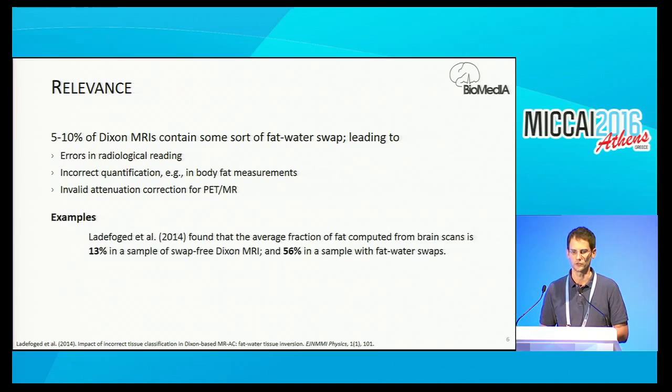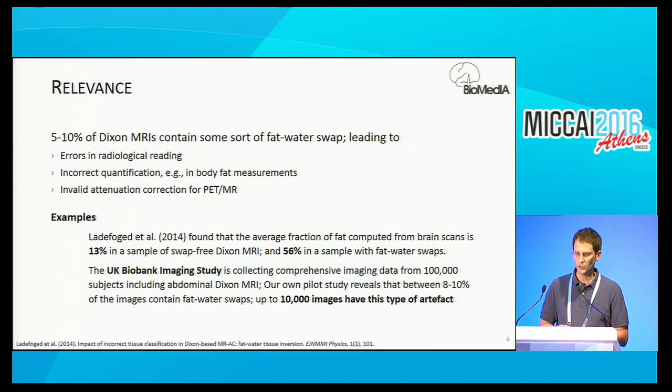In a 2014 study, it was found that if we estimate the average fraction of fat from brain scans and make sure that the images are all swap-free, this fraction should be around 13%. However, if they just used a random set of clinical data where there were fat water swaps present, this was grossly misquantified with 56%. In our own pilot study, we found that in the UK Biobank imaging study, which is the world's largest population study currently underway, where comprehensive imaging data is acquired from 100,000 subjects, between 8 and 10% of the acquired abdominal Dixon MRIs have some fat water swaps. So at the end of the study, this would mean there are up to 10,000 images that have this type of artifact.